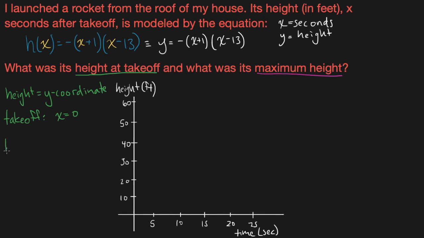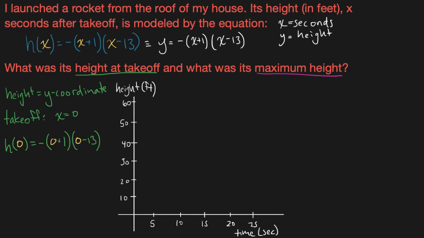So we have h, and then I'll leave a space here to substitute in x. Actually, let me just jump in and start substituting. So h of 0 is equal to negative 0 plus 1 times 0 subtract 13. So I've just taken my function here and replaced 0 wherever I had an x.